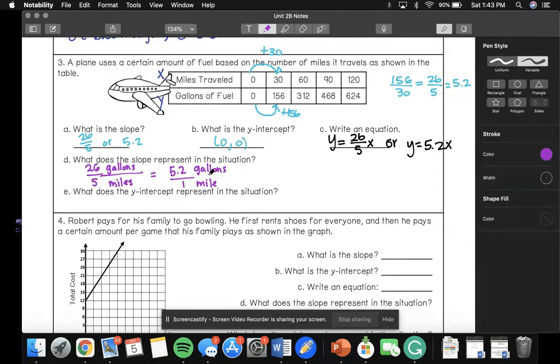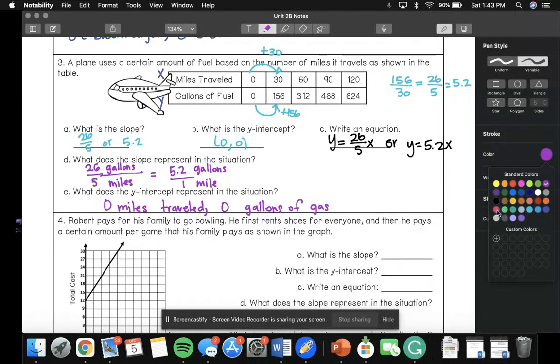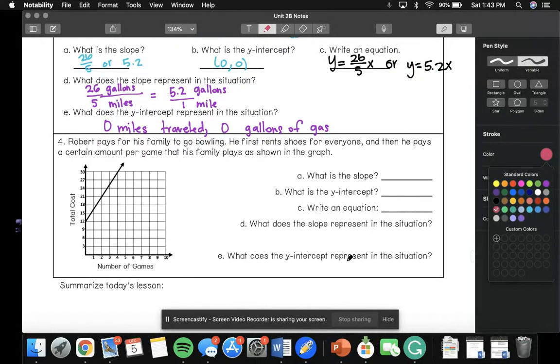Then what does the y-intercept represent? If we have 0 miles traveled, you will use 0 gallons of gas. Okay. So for the last problem, you guys are going to go ahead and try it, and then we are going to go over each answer.